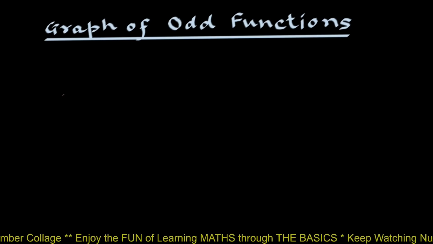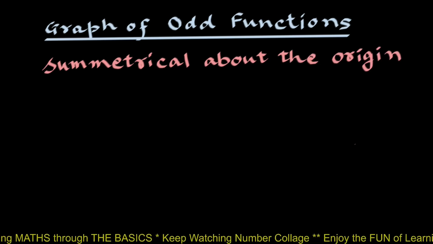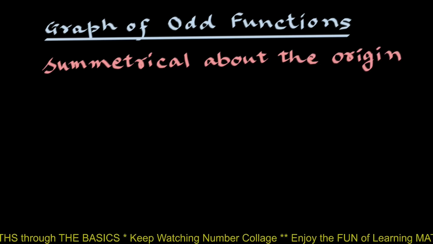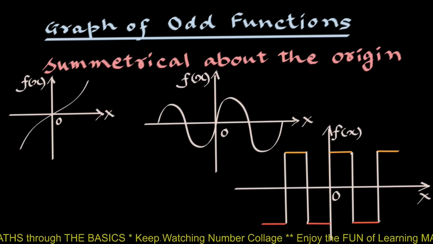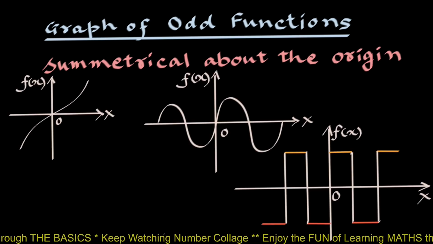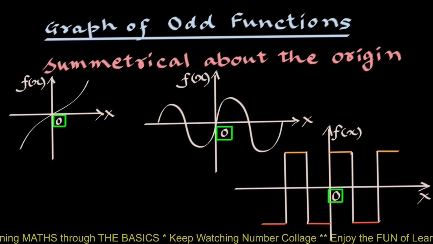Graph of odd functions is symmetrical about the origin. Like below, we have drawn graphs of some odd functions. In each of these graphs, we observe that the graph is symmetrical about the origin in each case.